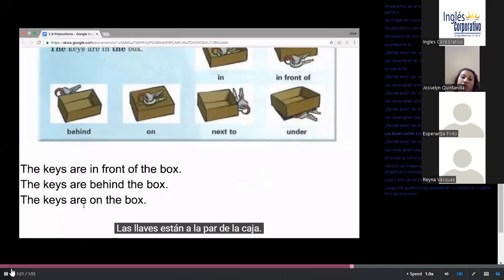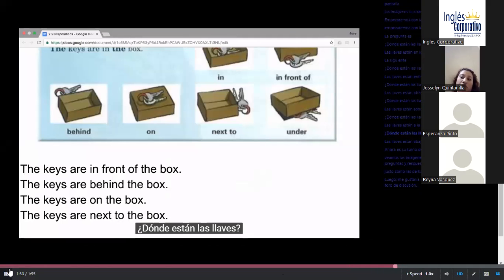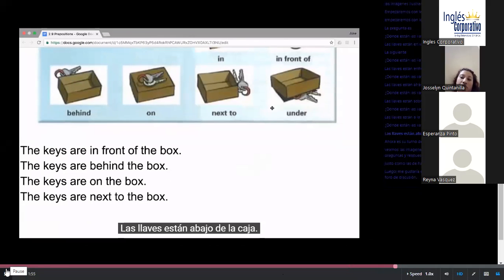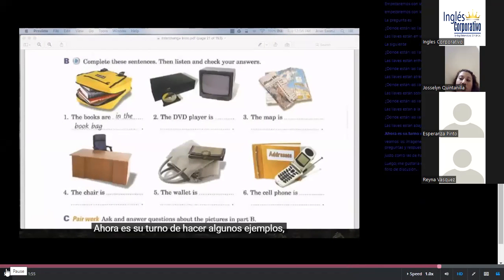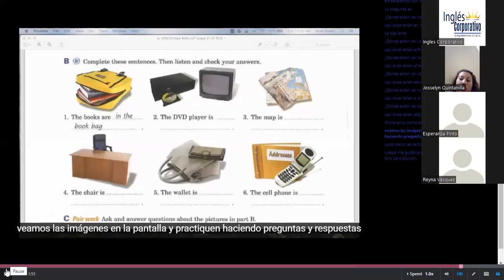The keys are next to the box. Where are the keys? The keys are under the box. Now it's your turn to make some examples. Look at the images on the screen and practice making the questions and answers.